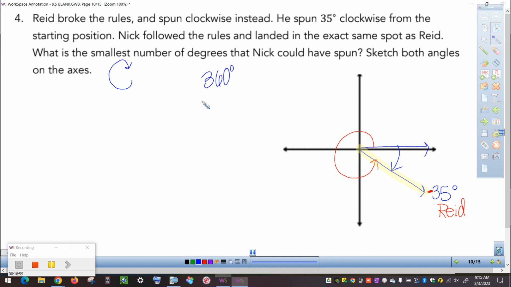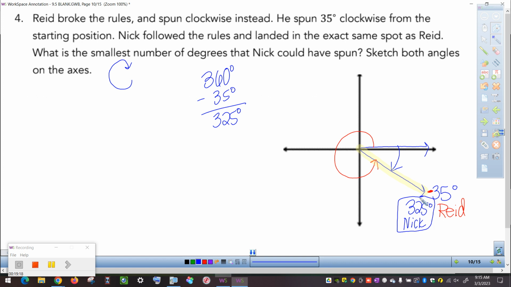Yeah, so we know one full time around is going to be 360. We know that we're stopping 35 degrees short of that. So it looks like Nick's spin is positive 325 degrees. So that's going to be another way that we can label the same position. Just maybe put a box around this to separate it.